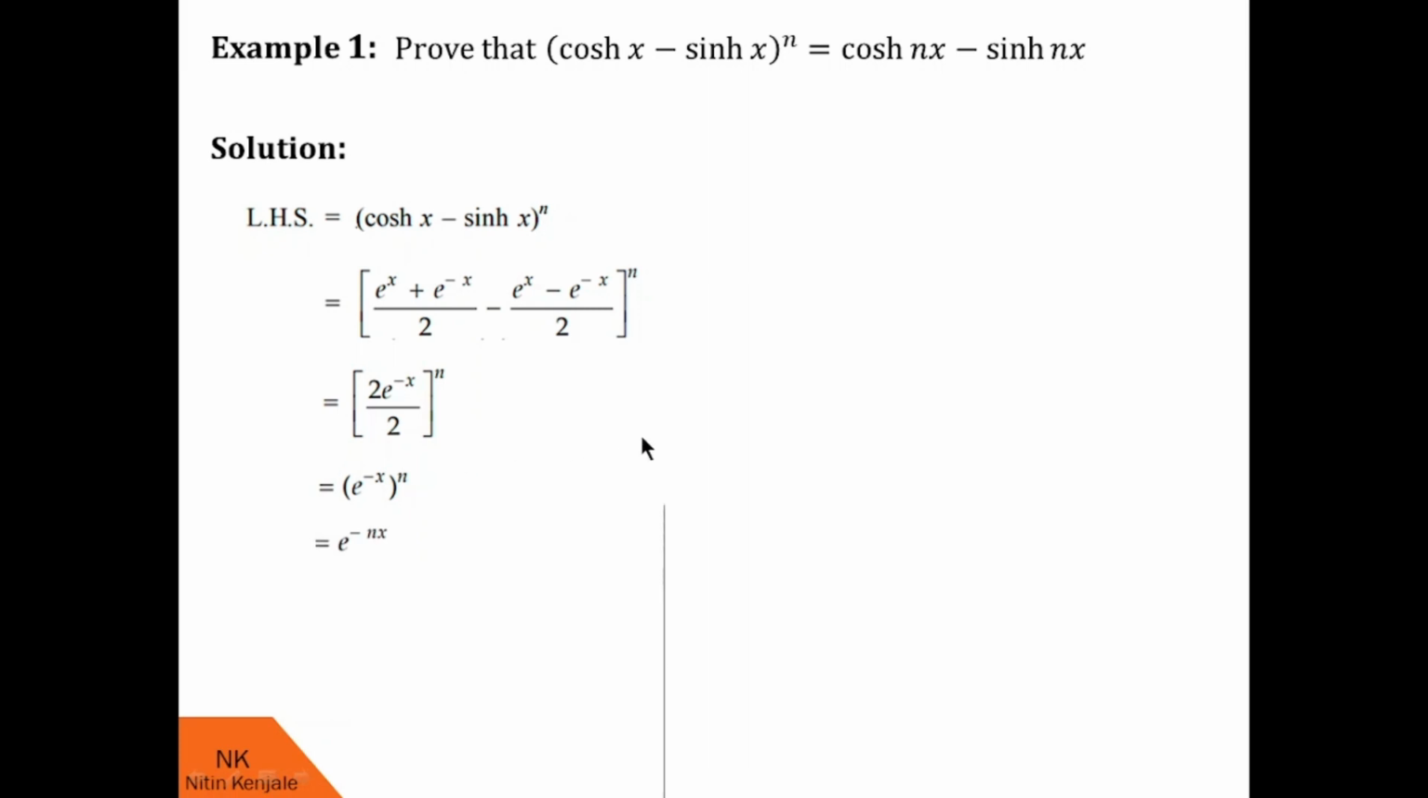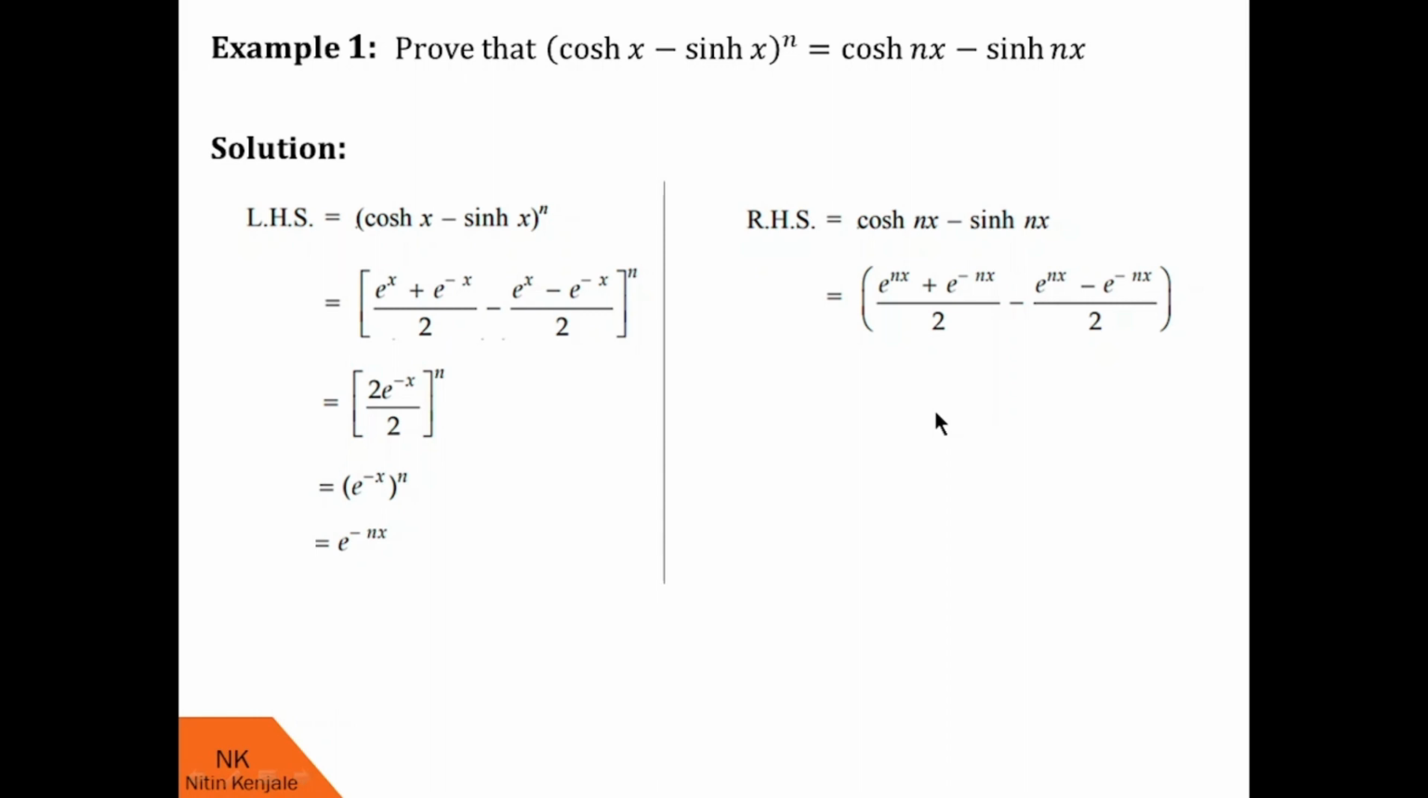Now coming on to RHS. RHS is cos h nx minus sin h nx. Let us replace this cos h nx and sin h nx with their exponential forms like this. Once again, simple algebra will give us the expression 2 e raised to minus nx upon 2. Once again, this 2 and 2 will get cancelled. We will end up with e raised to minus nx. We see that the values of both LHS and RHS are the same. So we must conclude that LHS is equal to RHS. Hence we say that this statement is proved.